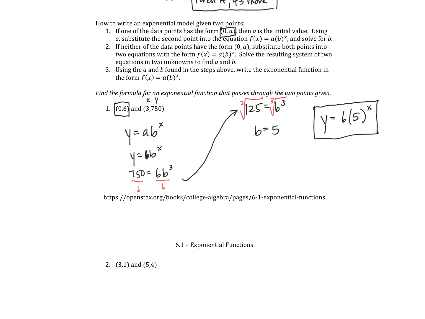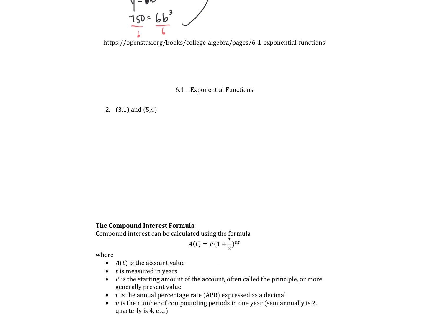Okay, case 2 was if neither of the data points have the form (0, a), then you're going to substitute both points into 2 equations and then solve the resulting system of 2 equations. Okay, so let's look at how to do that one. This is the more difficult one. So we have 2 points. Since neither of them are a, because the x value is not 0 on either one, you're going to have to plug in each x and y into separate equations.